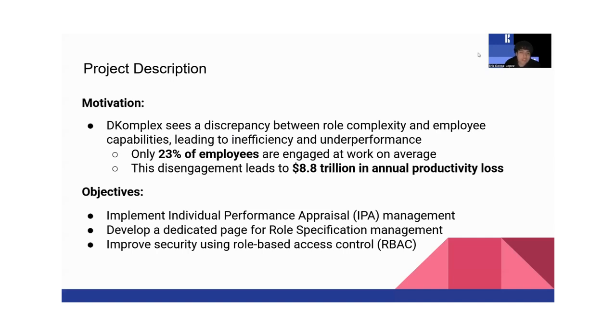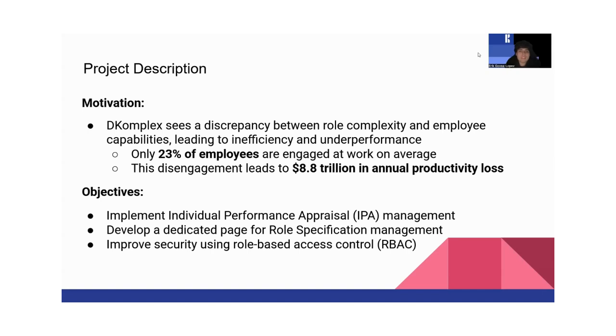So for the project description, we're working with DCOMP, which stands for Decomplex Organizational Management Platform, and their service is designed to improve internal company transparency. And what Decomplex noticed was a discrepancy between role complexity and employee capabilities, where only 23% of employees are engaged at work, which leads to an 8.8 trillion loss in productivity.